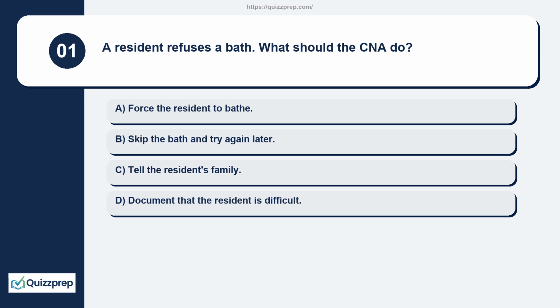Question 1. A resident refuses a bath. What should the CNA do? Force the resident to bathe. Skip the bath and try again later. Tell the resident's family. Document that the resident is difficult.